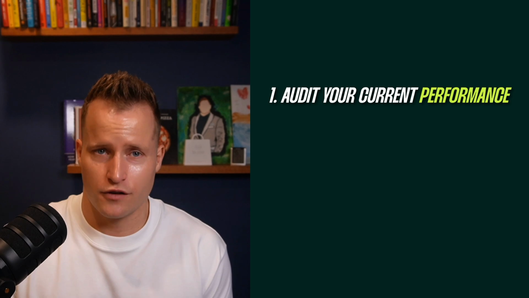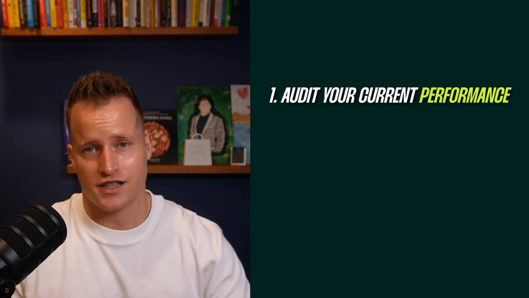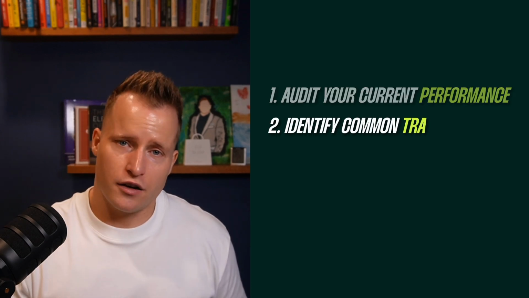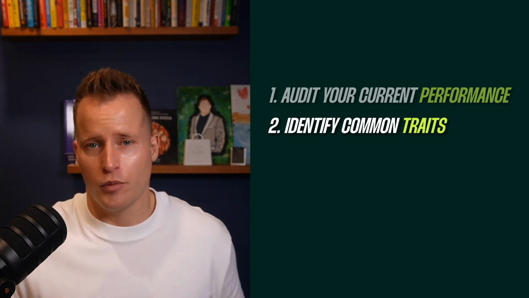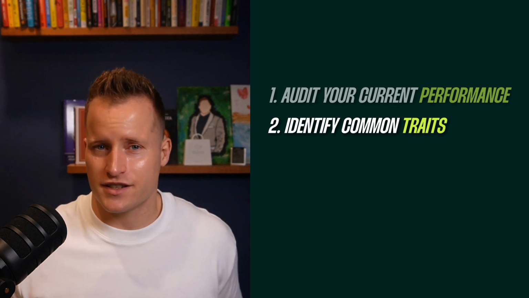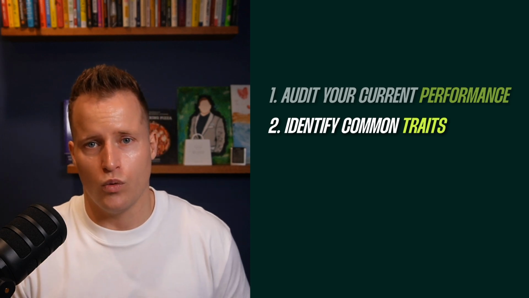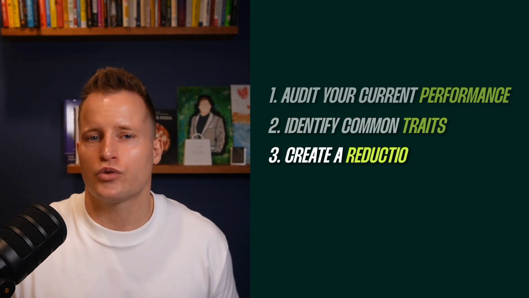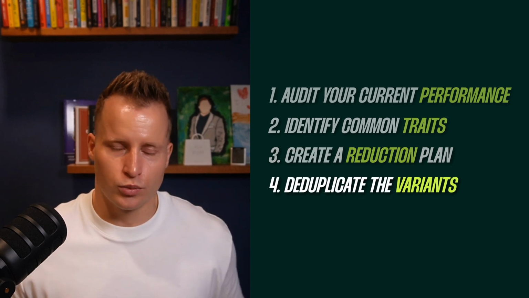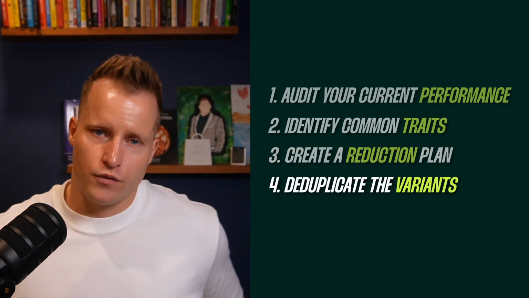So how to actually reduce variance? First and foremost, audit your current performance, find out which variants are actually selling or getting clicks. Then from there, identify the top performers and try to find some common traits. Maybe it's 80% of the sales are coming from medium sizes, or you can put it all back into one version. And then you create a reduction plan. You need to deduplicate the variants in your favorite feed tool.